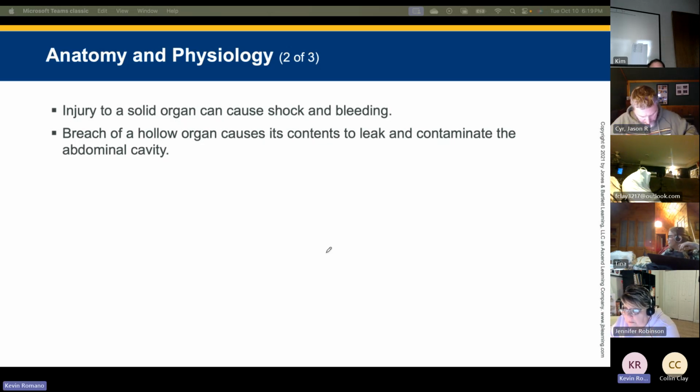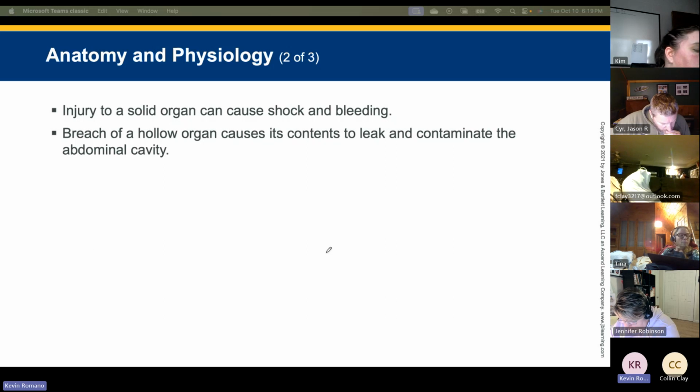And then you have our hollow organs, right? Like our stomach. So what happens if that were to rupture? Sepsis is probably the end result of it. You're dumping all those contents into the abdominal cavity, into our peritoneum, right? The abdominal cavity is not designed to have that free-floating fluid.